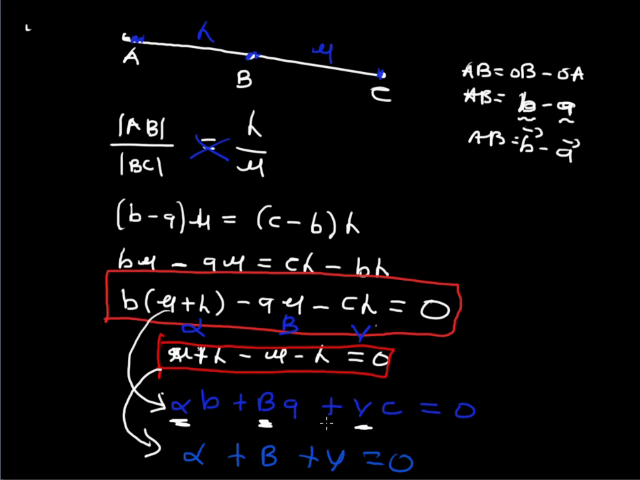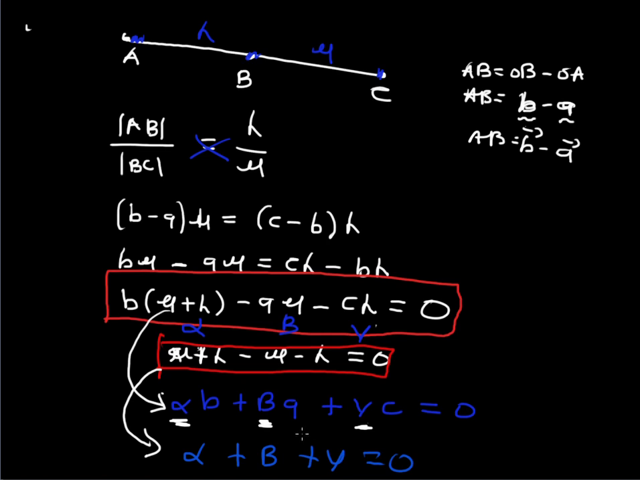Now take note of this condition also. At least two of alpha, beta or nu should not be equal to 0. So at most one of alpha, beta, or nu can be 0, but not two of them. Take a minute to digest this, because this is very, very important.